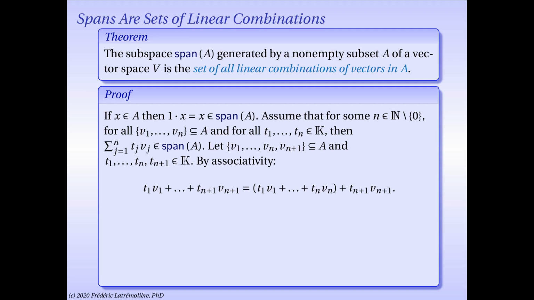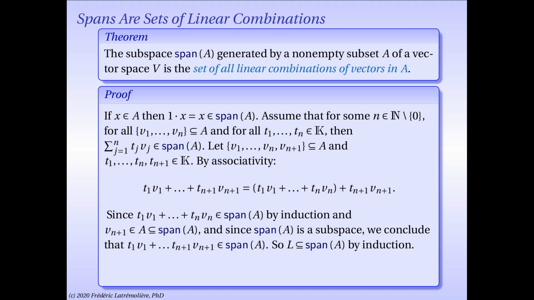By associativity, if I calculate t1 times v1 plus etc. plus tn plus 1 times vn plus 1, I can group the first n vectors together. That gives me tn plus 1 times vn plus 1 plus this big expression here with n vectors and n scalars. But my induction hypothesis tells me that indeed t1 v1 plus etc. plus tn vn is in the span of A. And certainly vn plus 1 is an element of A, therefore an element of the span of A.